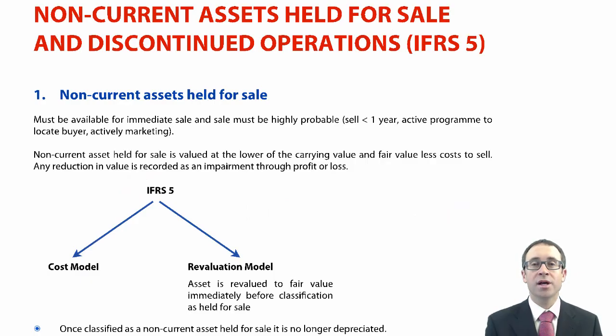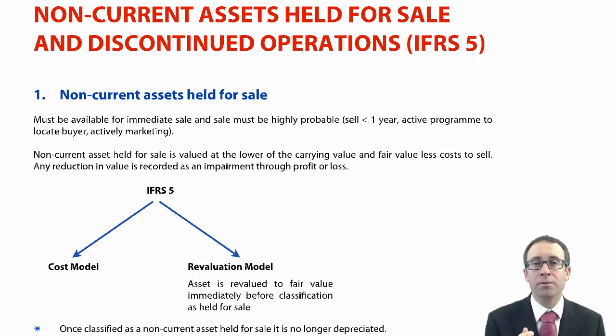This chapter goes through and looks at IFRS 5. Now, the important thing to understand about IFRS 5 is that it is clearly separated out into two distinct sections. The first section that we're going to go through and look at here is your non-current assets held for sale, or if you like, your disposal groups held for sale.